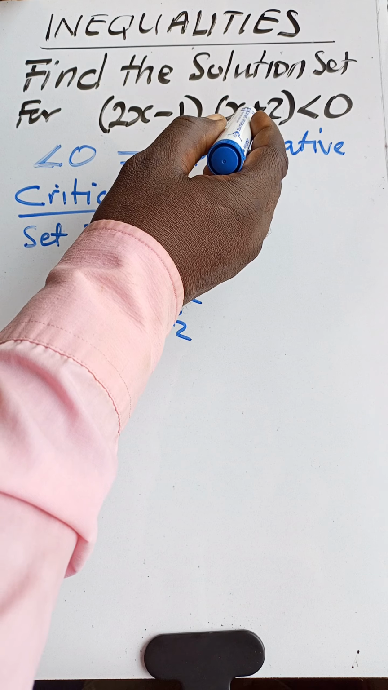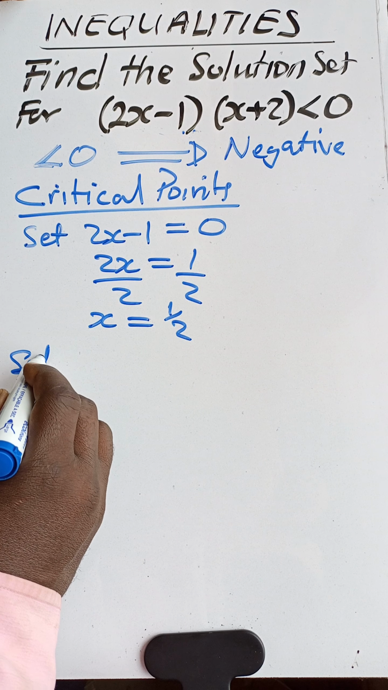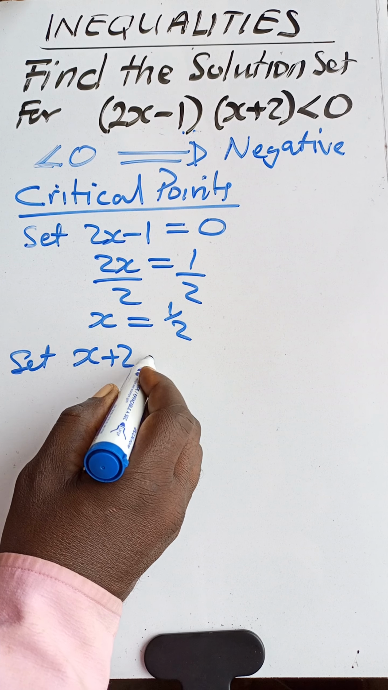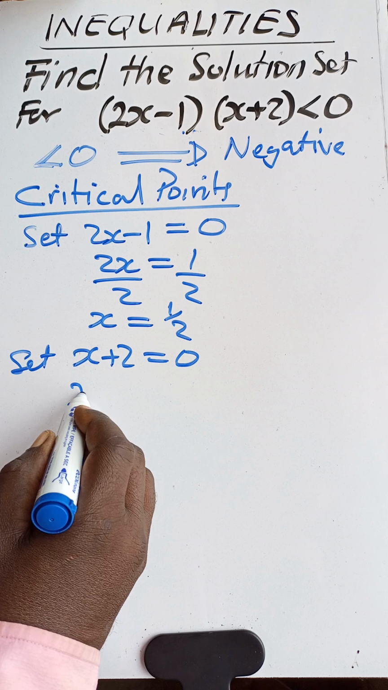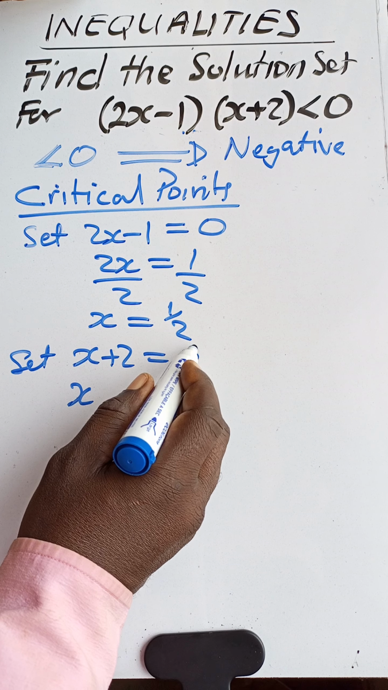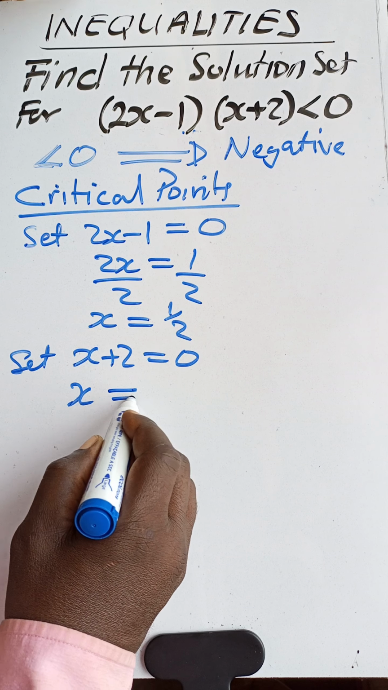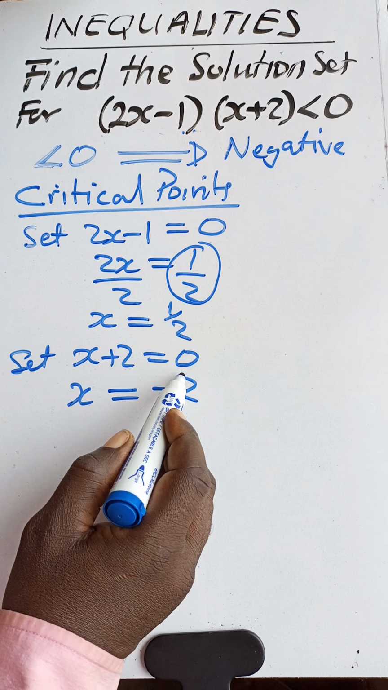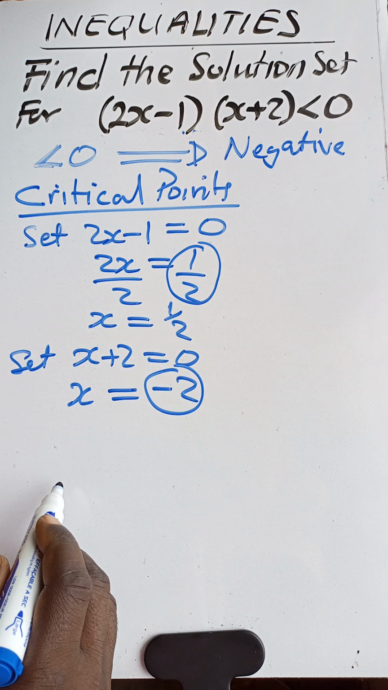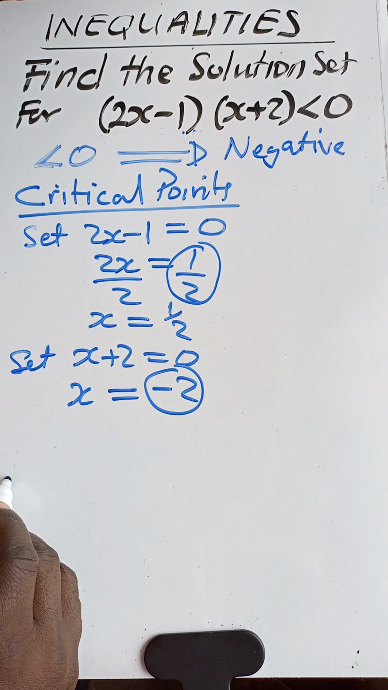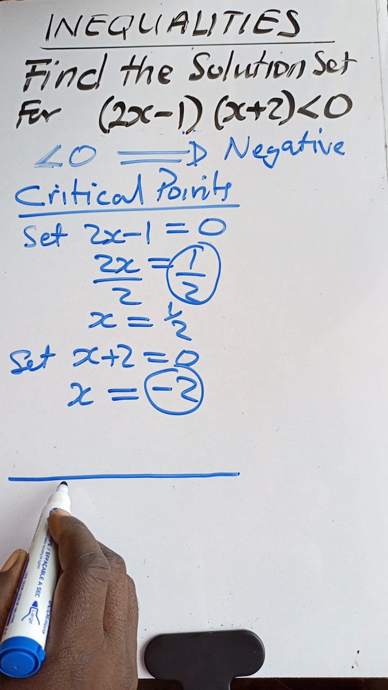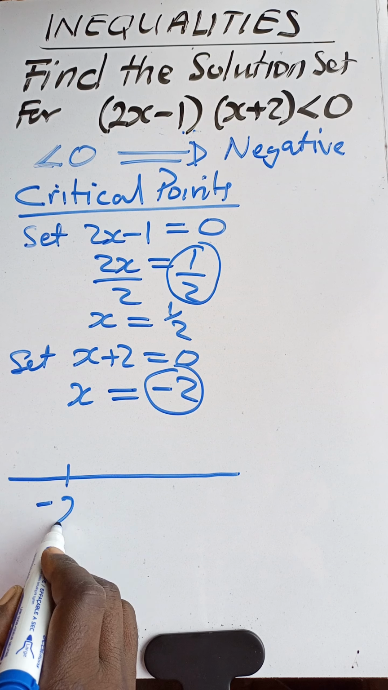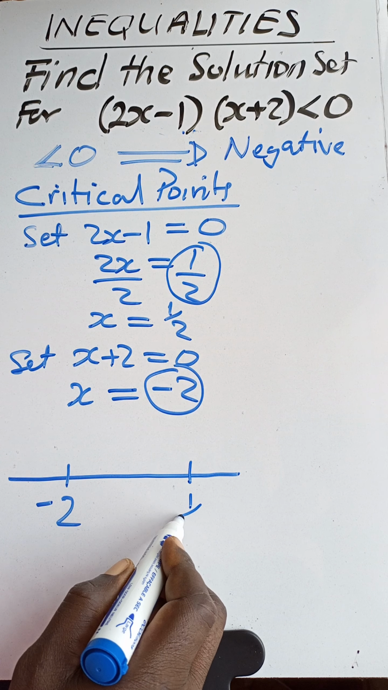Now we get the critical point of this other one. We do the same thing. We set x + 2 equal to 0, and so when we take this positive 2 this way, it becomes negative 2. So x is equal to negative 2. So our two critical values are a half and negative 2. Now we use the number line. This is negative 2. This is a half.